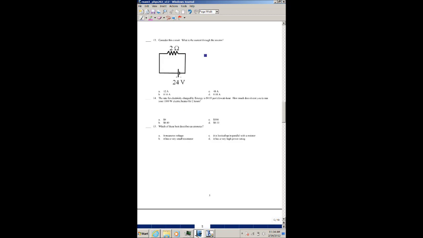So the circuit was the current through the resistor. I know that I is V over R, just simple plugging in. That's 24 over 2, which is 12 amps. So it's A.